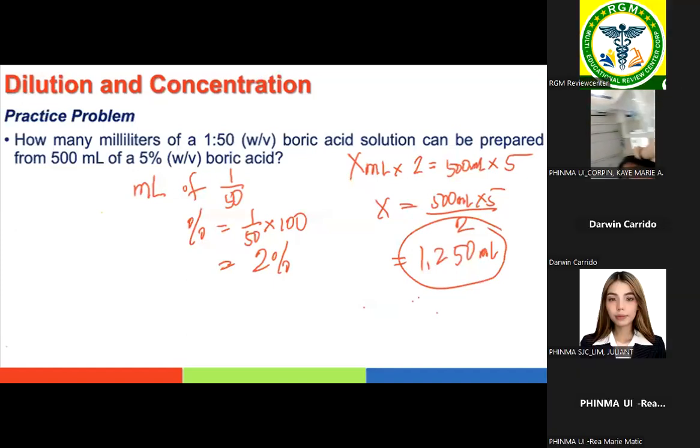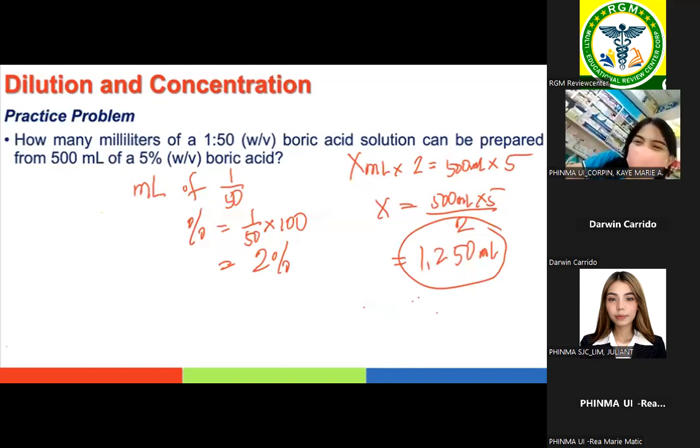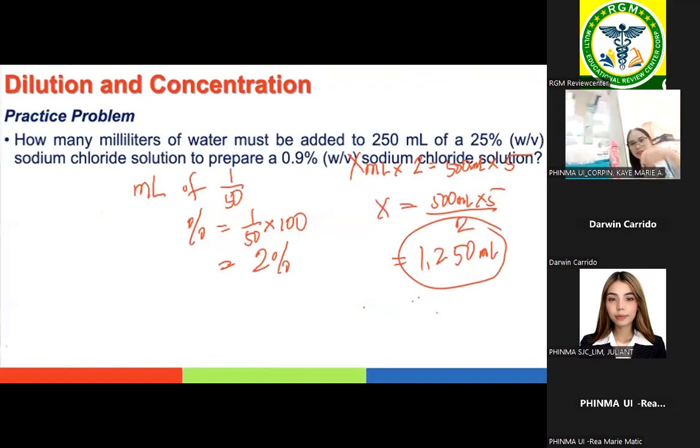1,250 ml. Pwede pa palang isa na problem. Promise, last na to. Kasi walang challenge yun. Si 1v1 lang yun. Dito tayo, i-analyze yung mabuti yung problem.